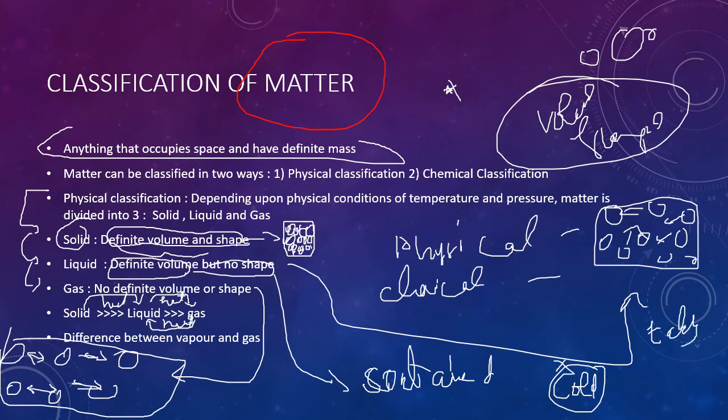So gas to liquid, we take the heat, and from liquid to solid, if we need to convert, again we take the heat from it. If we take heat from a liquid, we get a solid.